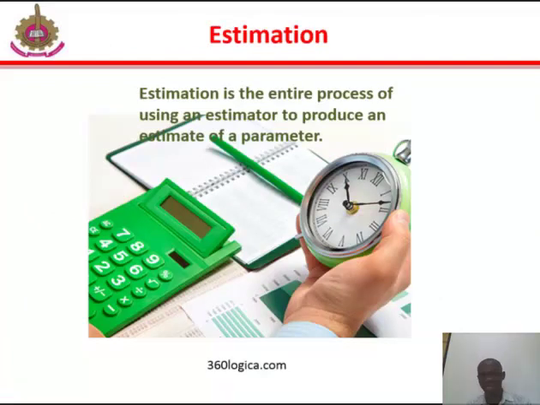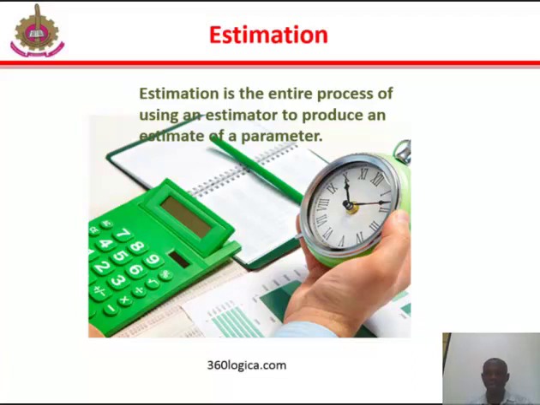Estimation is the entire process of using an estimator to produce an estimate of a parameter. Estimation and hypothesis testing are interrelated. An estimate is any specific value of a statistic, while an estimator is any statistic used to estimate a parameter.